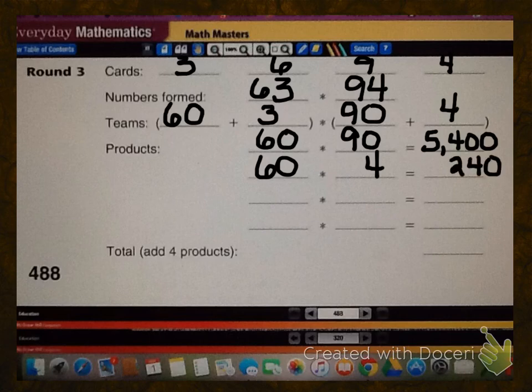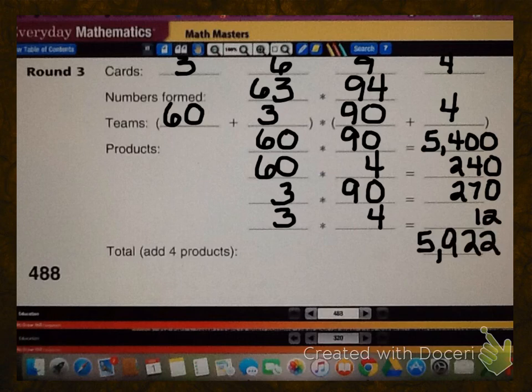And then I move to the 3. The 3 is going to be multiplied times 90. That's going to give me 270. And then the 3 times 4, which is going to give me 12. I add all of those together, and I get 5,922.